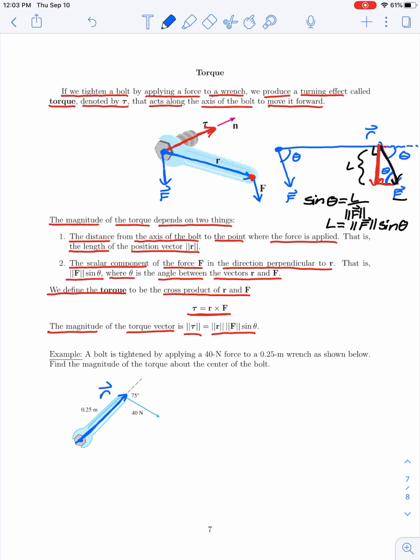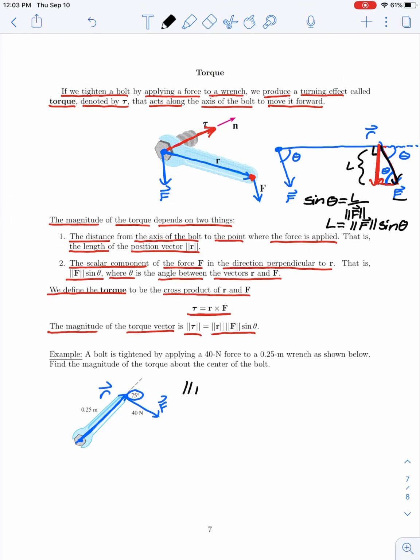And it also depends on the magnitude of our force vector, which is illustrated here. We had a 40 Newton force, which was being applied to the end of this wrench in a direction 75 degrees from the line formed by that vector r.